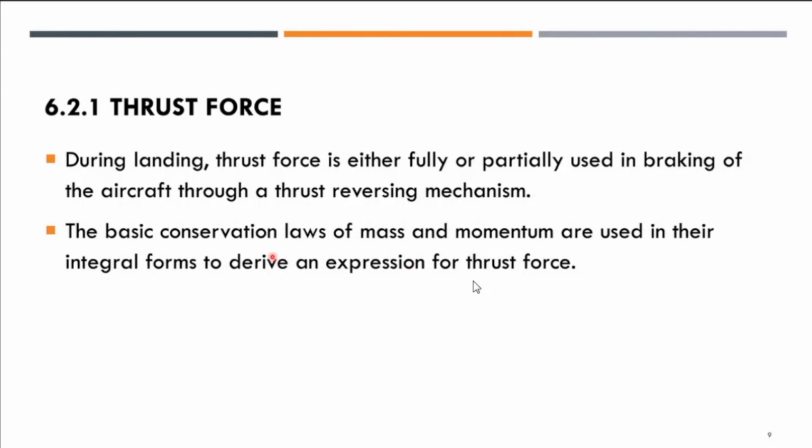So what happens during landing? Thrust force is either fully or partially used in braking of the aircraft. So thrust is, apart from getting the aircraft moving forward, also used to provide the opposite mechanism. It is a thrust reversing mechanism to slow down the movement of the aircraft to stop. The basic conservation laws of mass and momentum are used in their integral forms to derive an expression of the thrust force.